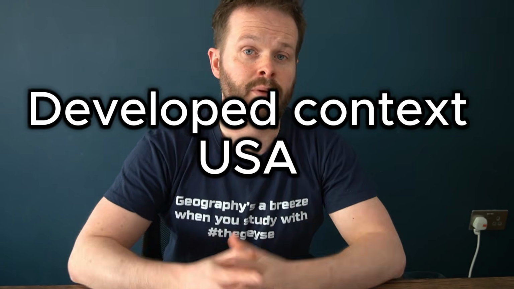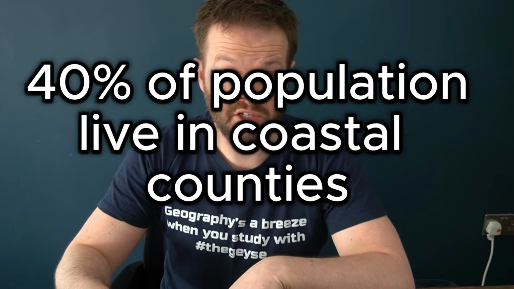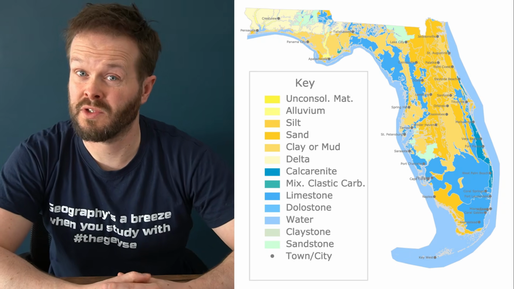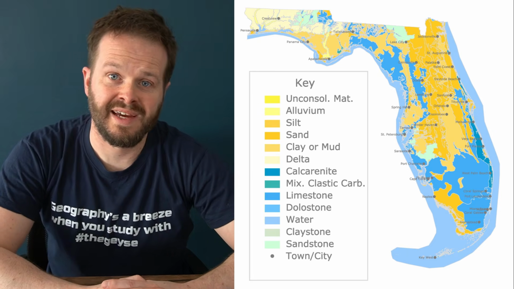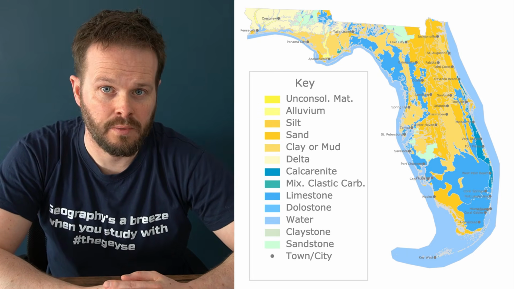Now, when we consider developed economic settings, there's no better place to look at than the USA. This is because 40% of the US population lives in coastal counties. In Florida, this problem is also compounded by geology, as the state sits on a porous limestone. This means seawalls can't stop water from coming up beneath the ground.